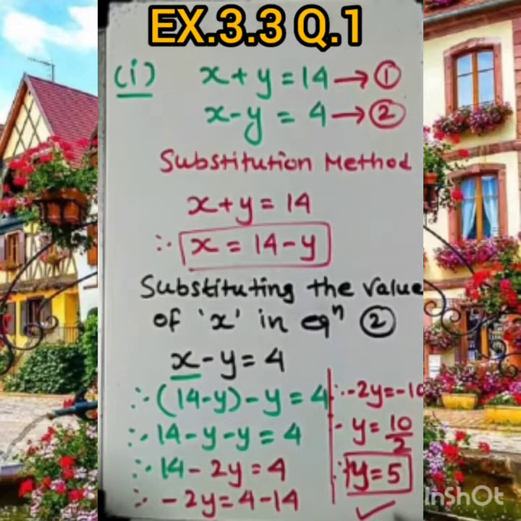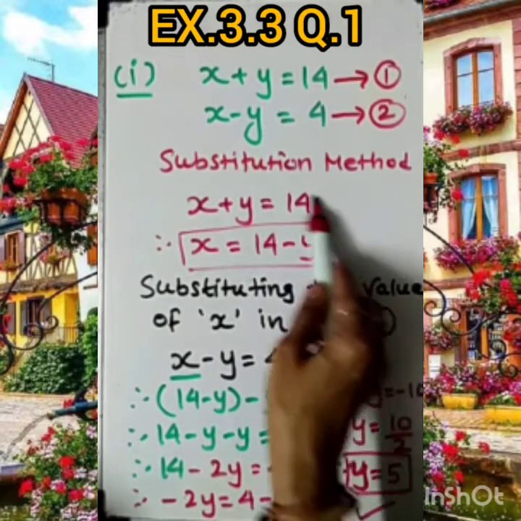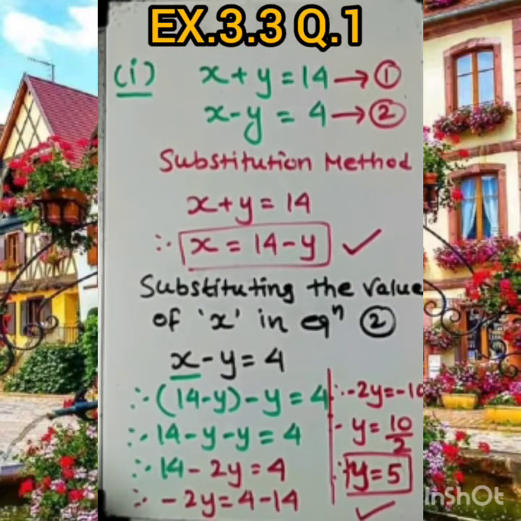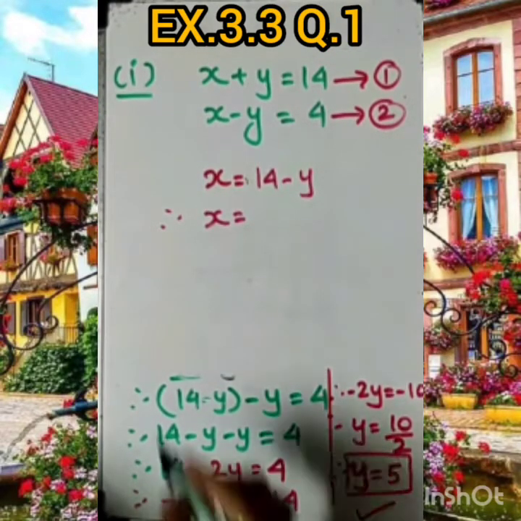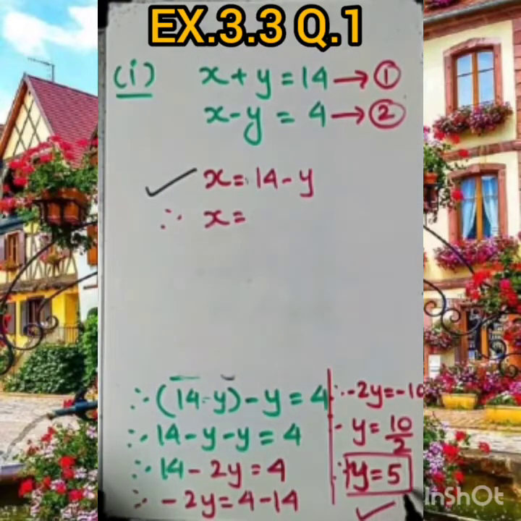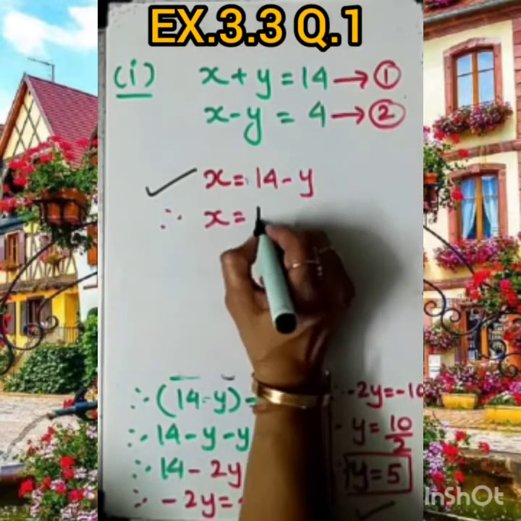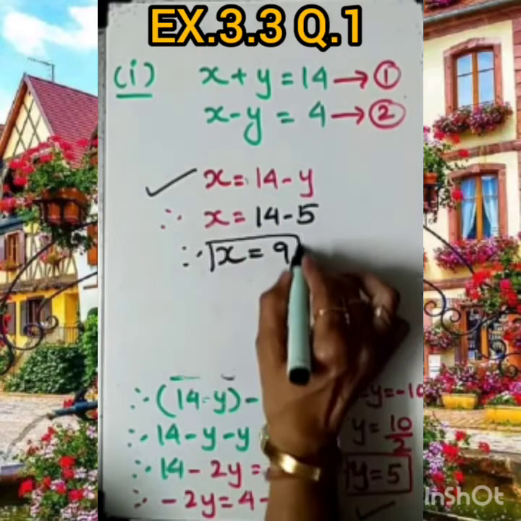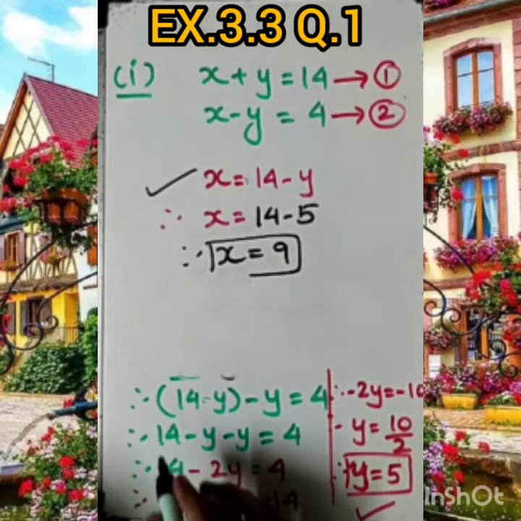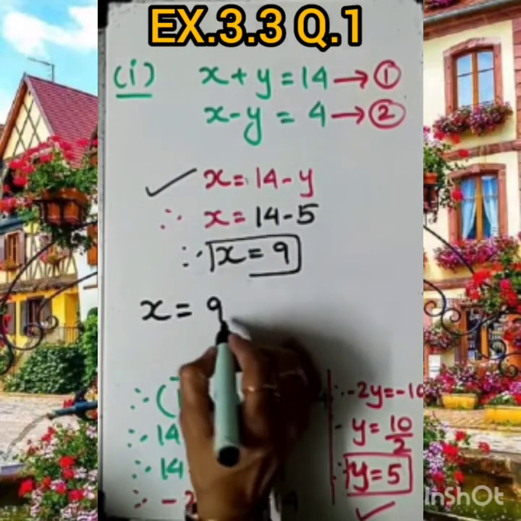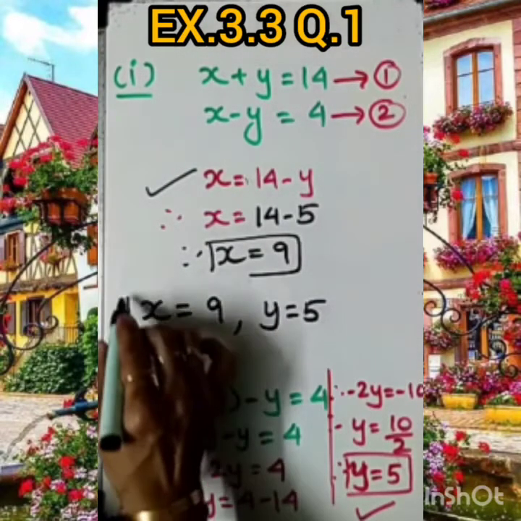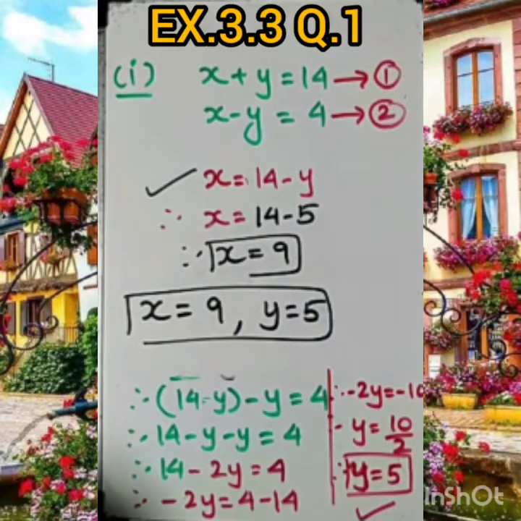We are going to substitute it in either of the equations. I want to put this value in this equation, so let's check what will be the value of x. Here the equation is x equal to 14 minus y. In that I am going to substitute y equal to 5. So 14 minus 5, so x equal to 9. So the final answer, the solution of these equations, is x equal to 9 and y equal to 5. This is the answer. Clear to you?